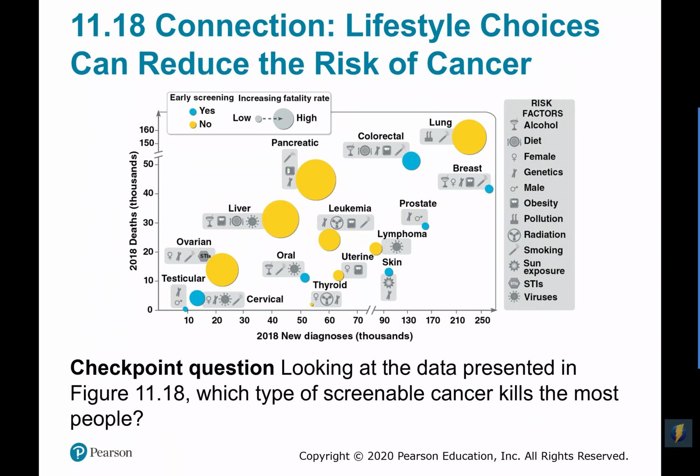So you can see, if we look at some of the data here, what the yellow and blue tell you is whether this particular cancer can be screened for. As we move from right to left, it gives us how many diagnoses were occurring. And then on the y-axis, it's looking at deaths. So this data is from 2008.